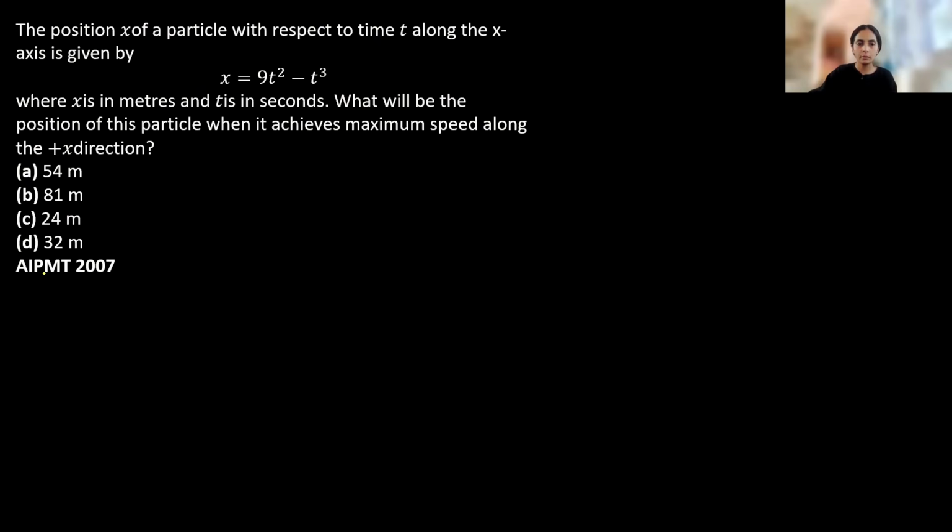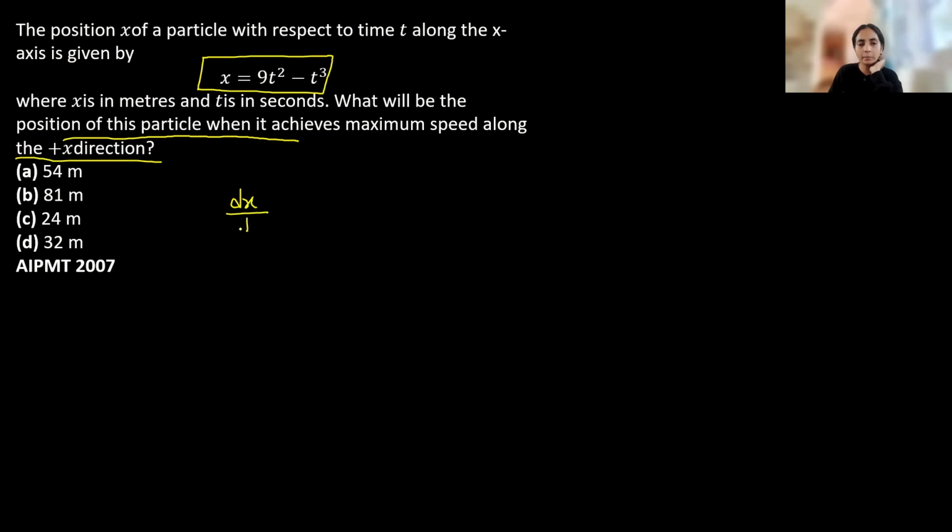Okay. Now let us move to this one. The position x of a particle with respect to time t is given. x is given as a function of time t. What will be the position of this particle when it achieves maximum speed along the plus x direction? What will be the value of x when the particle is having maximum velocity? So how will you find maximum velocity? First find the velocity.